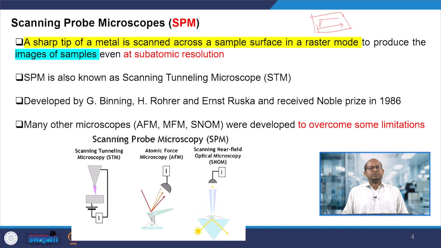In subatomic resolution, we get the image of the surface with the help of SPM microscopy. So at subatomic levels we can get the image. These methods are also known as STMs. It was developed by G. Binnig, H. Rohrer and E. Ruska, and they received the 1986 Nobel Prize.